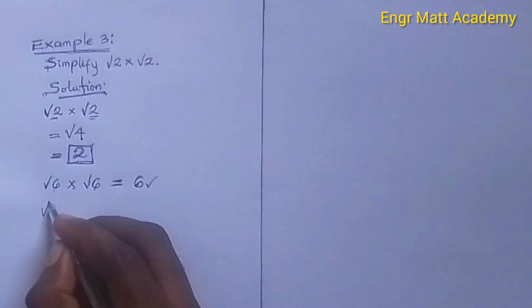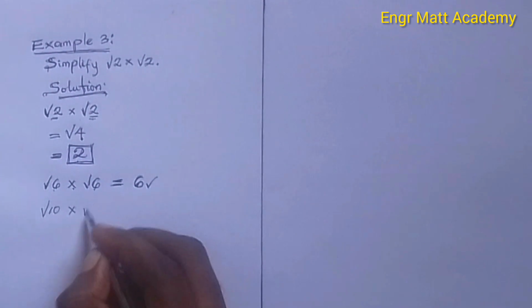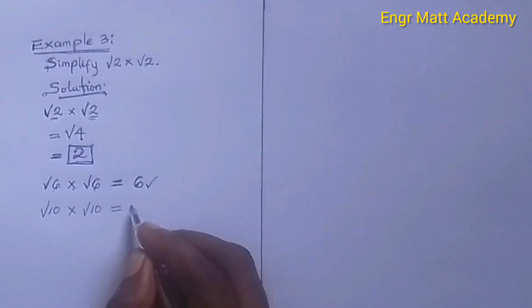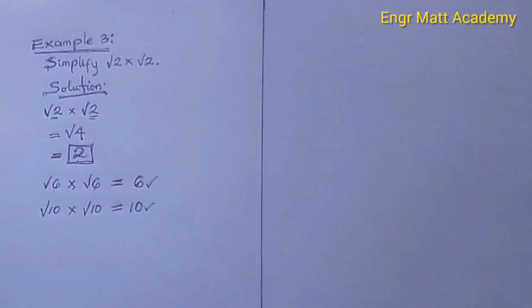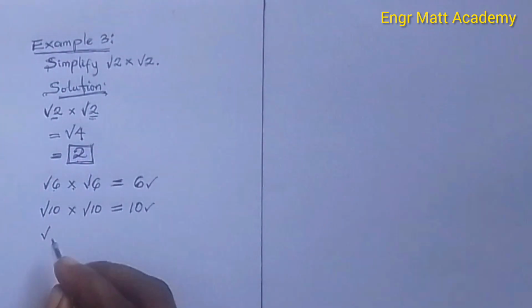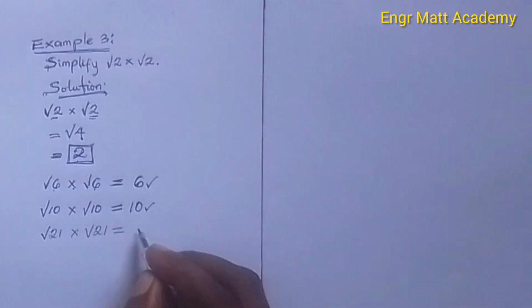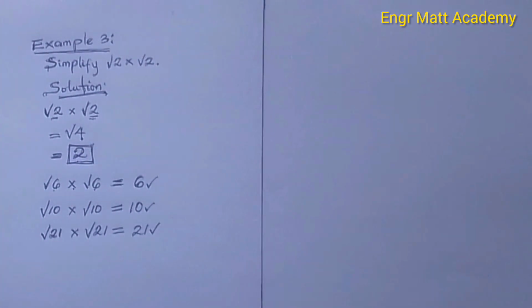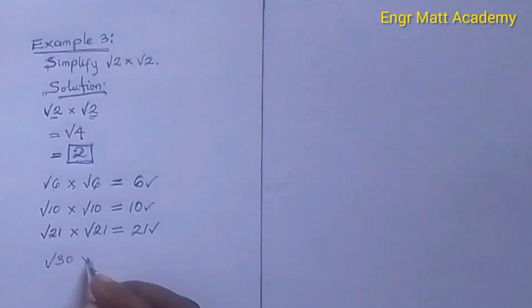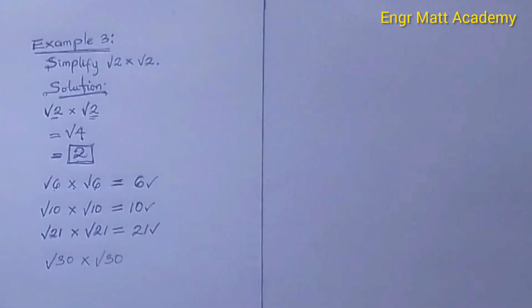Similarly, root 10 times root 10 is equal to 10, right? Remember, when a surd is multiplying itself, throw away the root sign and pick the number. That means root 21 times root 21 will be equal to 21. It is that simple. What about root 30 times root 30? Do this also and drop your answer in the comments. Now let us move on to example 4.